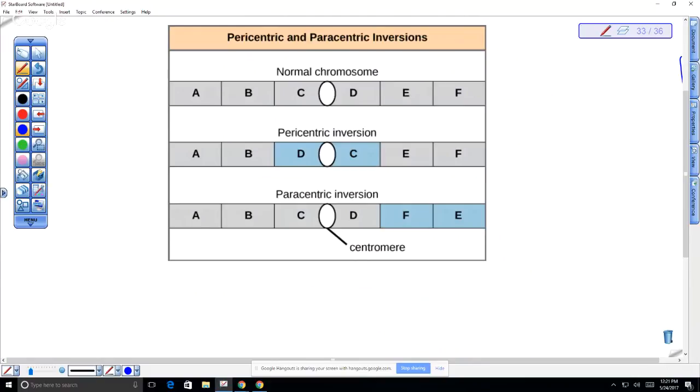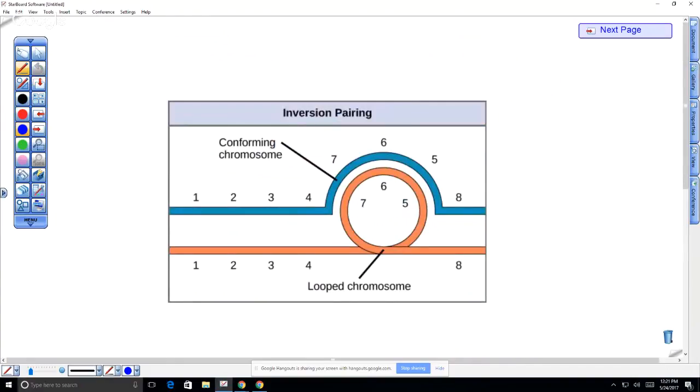Now the problem with inversions, the big problem, is that when they line up, so like for example, if I had an inversion and my chromosomes are lining up to shuffle the genetic material to be exchanged, they want to line up so that the genes line up next to each other. And this is difficult to do if one of your genes has a different sequence. So again, you don't need to know this idea, but it's kind of interesting because our chromosomes will try to line up.